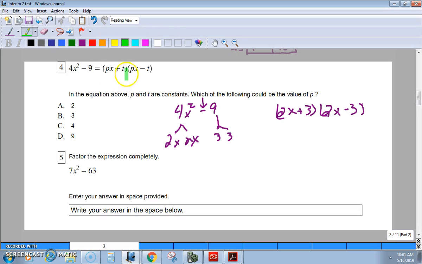So the question is asking if p and t are constants, what would the value of p be? So here's the p, so how does that match? Yeah, 2. Good.